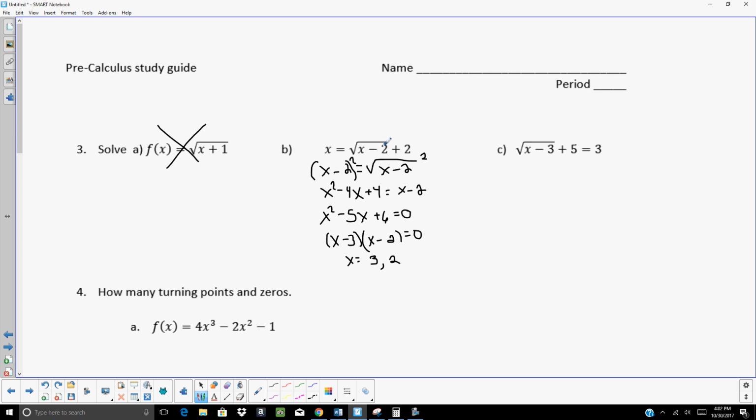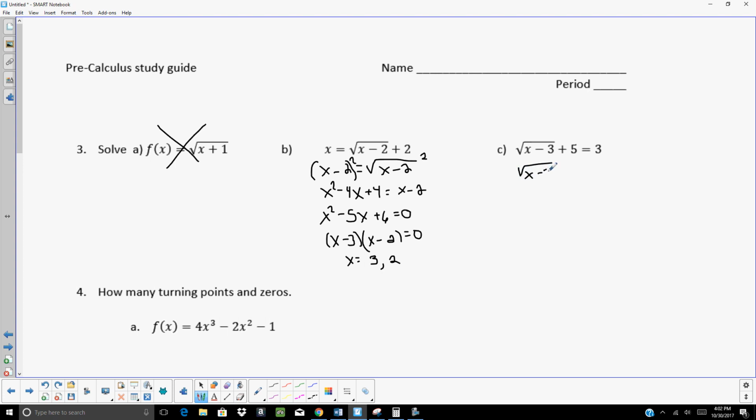Do a quick check to make sure that you're not creating an extraneous solution. 3 minus 2 is 1. Square root is 1. Plus 2 is 3. That would match up. So that one works. Try 2. 2 minus 2 is 0. Square root of 0. 0 plus 2, 2 equals 2. So they both work.